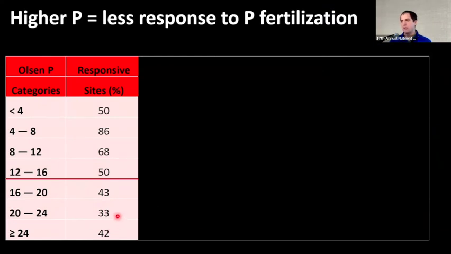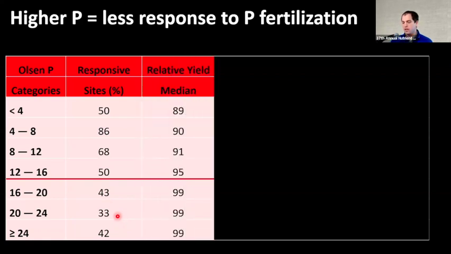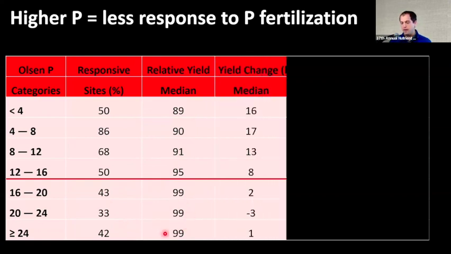But then the real thing about that is, yes, there was a response, but is it worth it economically? So if we look here at our relative mean yield data, 100% is maximum yield. Here we see our 80s and 90s. And once we get above that threshold, we're no longer typically fertilized, and we're really close to 100%, so not a whole lot of yield change. And we can see actual numbers here, where if we're below that line, where we typically see fertilization is helpful, we're going to see a 16, 17, 13 bushels per acre increase, dropping to 8.